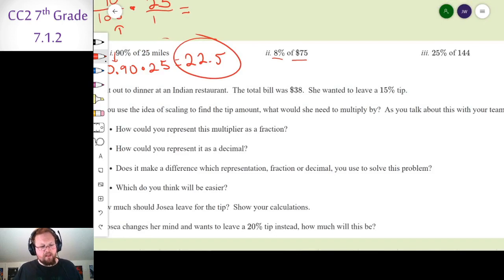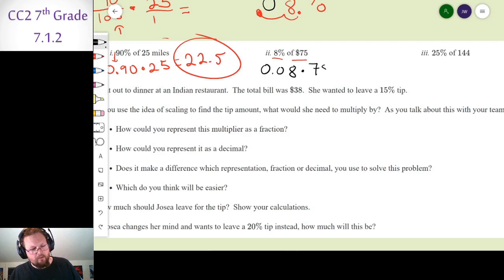8% of $75. Again, I recommend that you write the percentage over here, like 8 point nothing percent. 2 spots to the left. Fill in the blank spot to make it 0.08 times 75. Okay, and you will get 6 out of this.